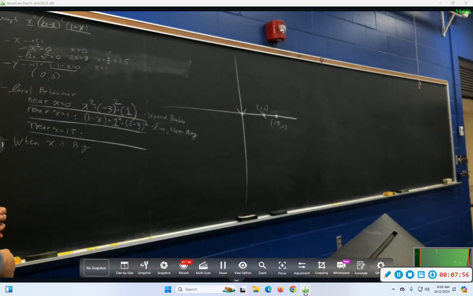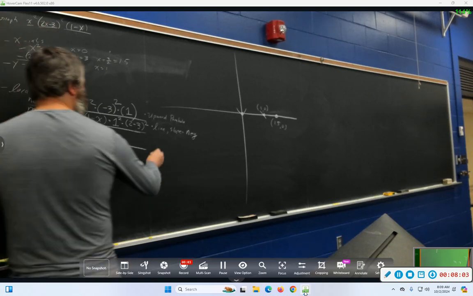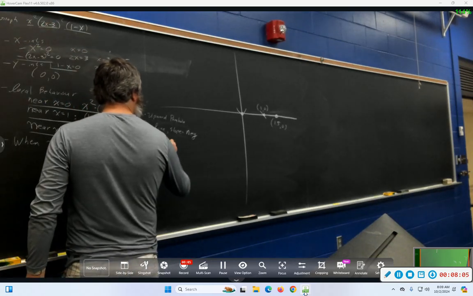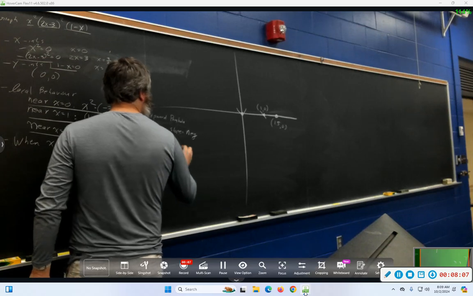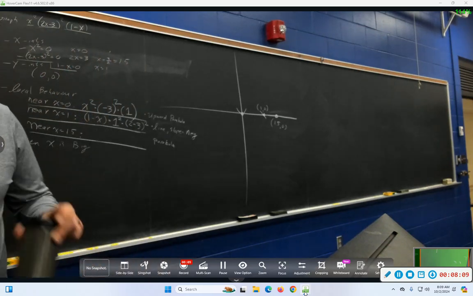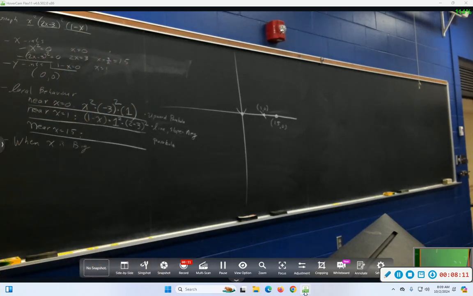Close to x equals 1.5. Let's see, the 1.5 came from the square term, so it's going to be a parabola. But you tell me, upward opening or downward?